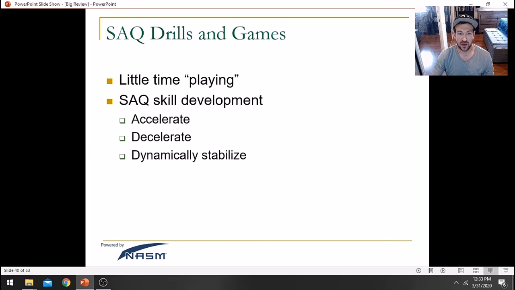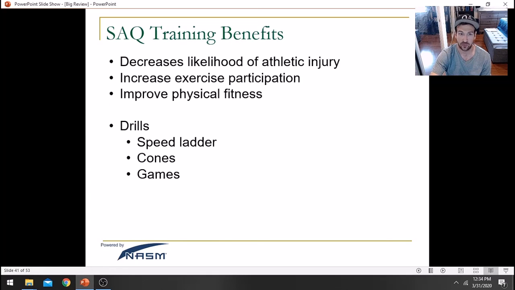So, speed would be me running from point A to point B. Agility would be running from point A to point B and then back to point A because I'm changing directions. And then quickness would be me running from point A to point B, changing directions, and then turning around and having to catch a ball as it's mid-flight. I'd have to change my body position and react to it.